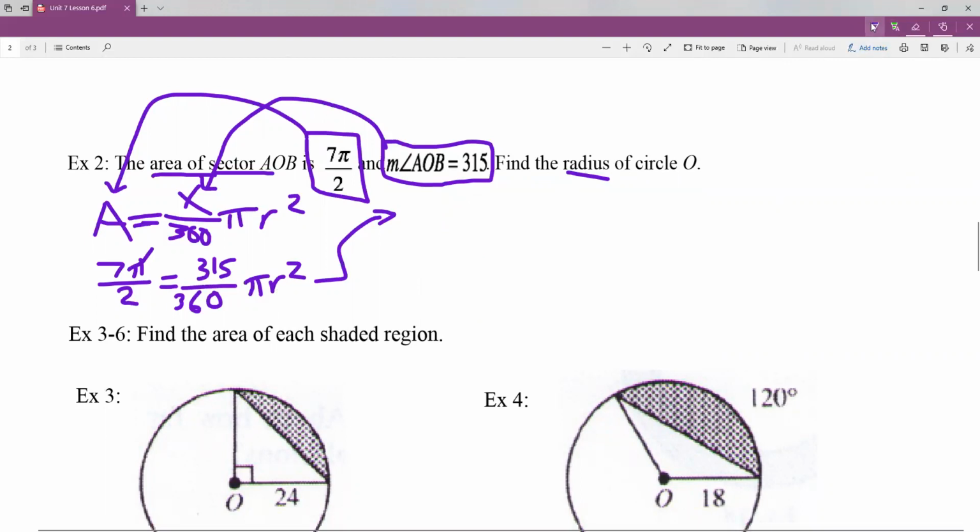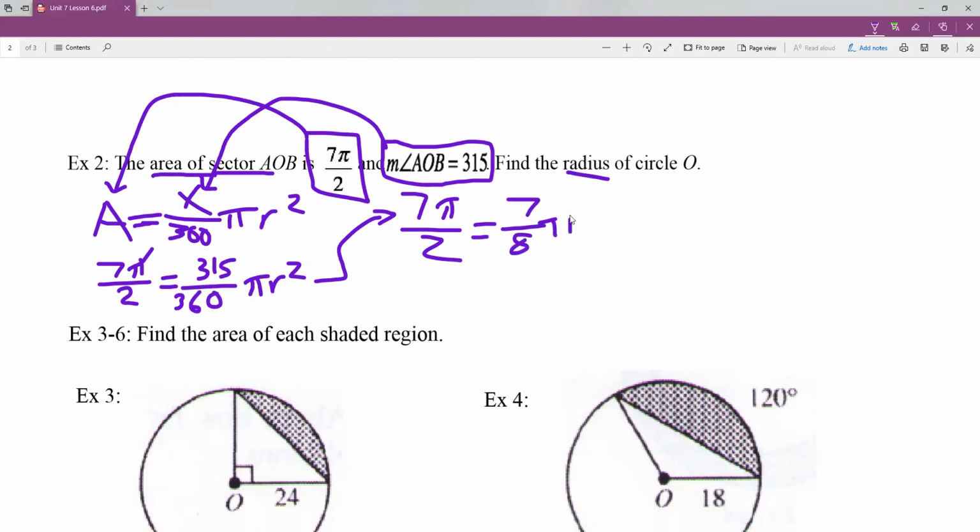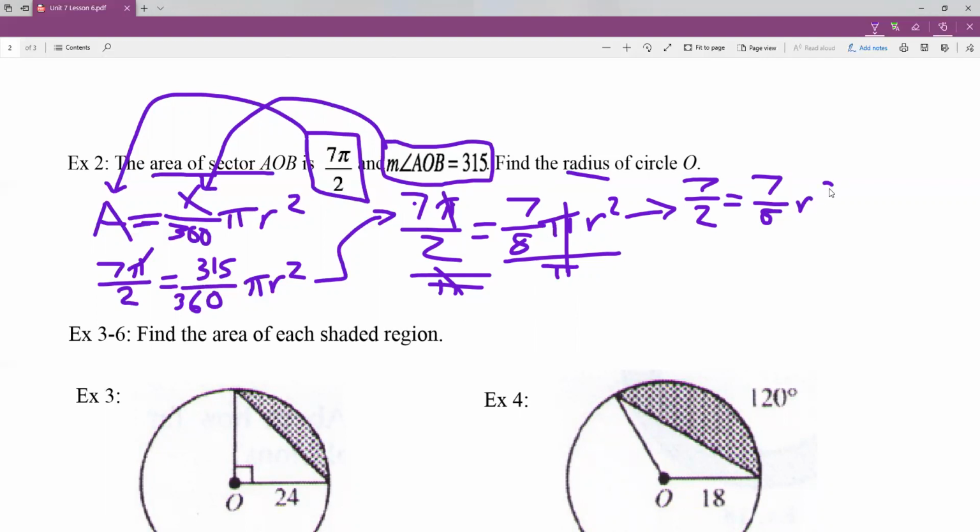So 7/8 pi, whoops, sorry. All right, so I'm moving this over. So 7 pi over 2 is equal to 7/8 pi r squared. Okay, so in order to solve this, there's a couple of things we need to do. We need to get this r squared by itself, so we need to get rid of this fraction piece and we need to get rid of this pi. The easiest one to get rid of is this pi. The pi is being multiplied by everything over here, so I simply have to divide both sides by pi. Now don't worry, it's not as difficult as you think, because this is just going to turn into 7 pi over 2 pi, and the pi's are just going to cancel out. So we are left with 7 over 2 is equal to 7 over 8 r squared.